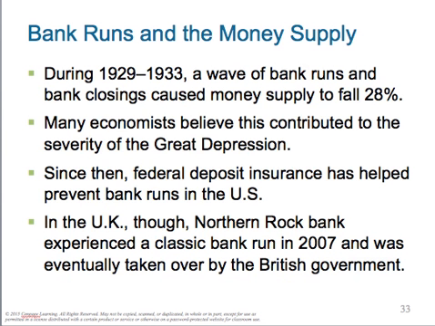Now, during 1929 to 1933, a wave of bank runs and bank closings caused the money supply to fall by 28%. Many economists believe this contributed to the severity of the Great Depression. It certainly didn't help. Since then, federal deposit insurance has helped prevent bank runs in the U.S. Okay, FDIC means the government is guaranteeing your deposits at a bank. You may not be able to go in there and get it all at once, but the FDIC assures you that the money will be there. They guarantee it to you.